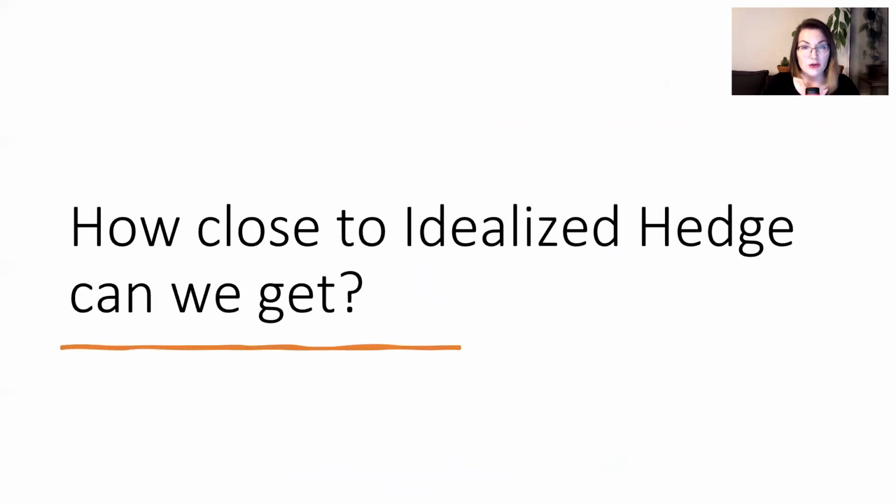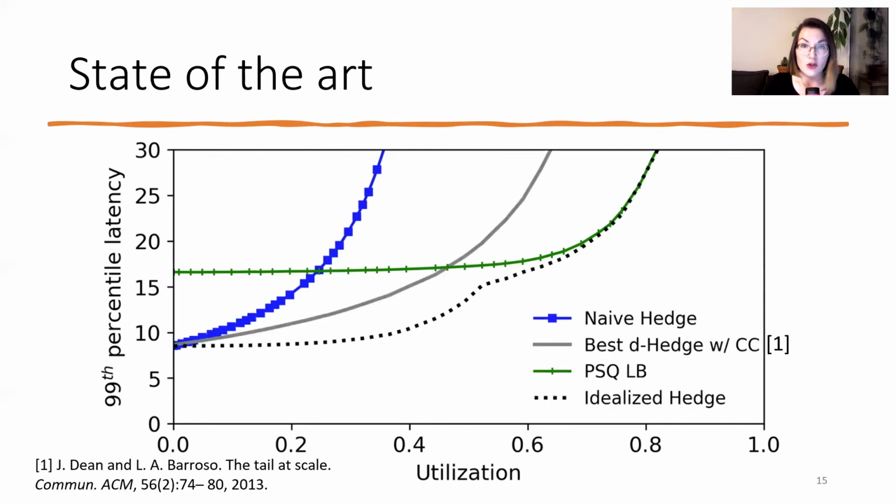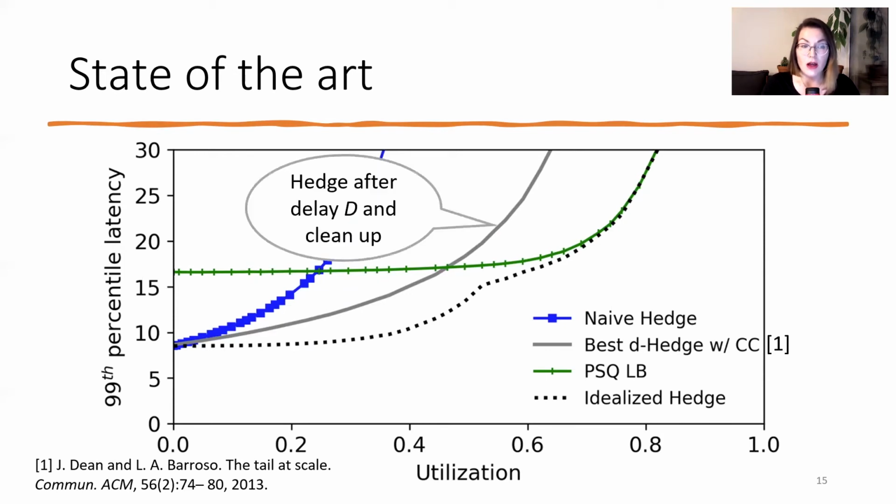Now, a natural question arises, which is how close to idealized hedge can one get in practice? We studied different state-of-the-art policies, and the best one we found is called delayed hedge with cleanup cancellations, DHedge for short. And it works as follows. After the delay D, which is a parameter that we tuned and optimized, a replica query is sent to the other shard replica. And after one of them is finished, the other one is cleaned up using these cleanup cancellations.